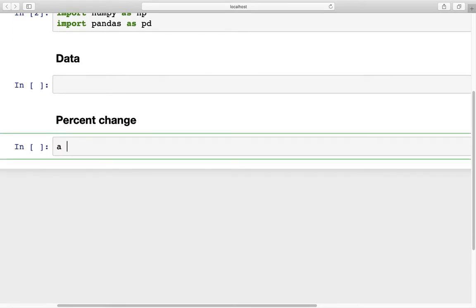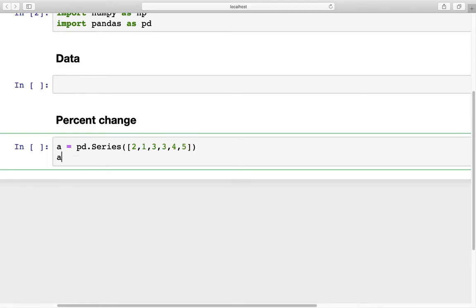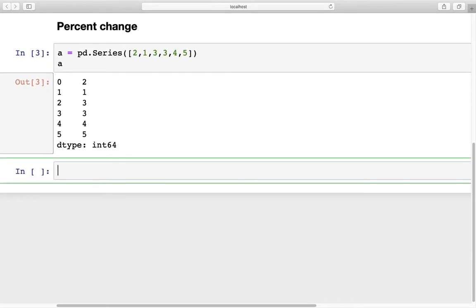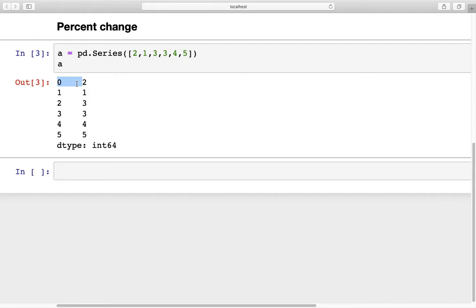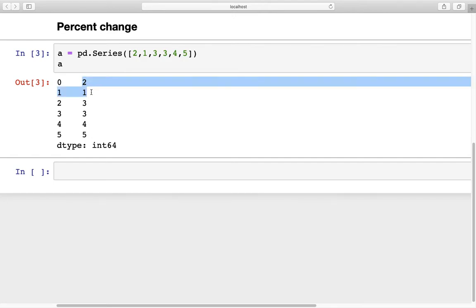and for this we'll create a small series, pd.Series. Here we'll add some numbers: 2, 1, 3, 3, maybe 4 and 5. So this is the series a that we have created. Now if we want to find the percent changes from the value at index 0, which is 2, to the value at index 1, which is 1, then the value at index 2, which is 3. So how do we do that?